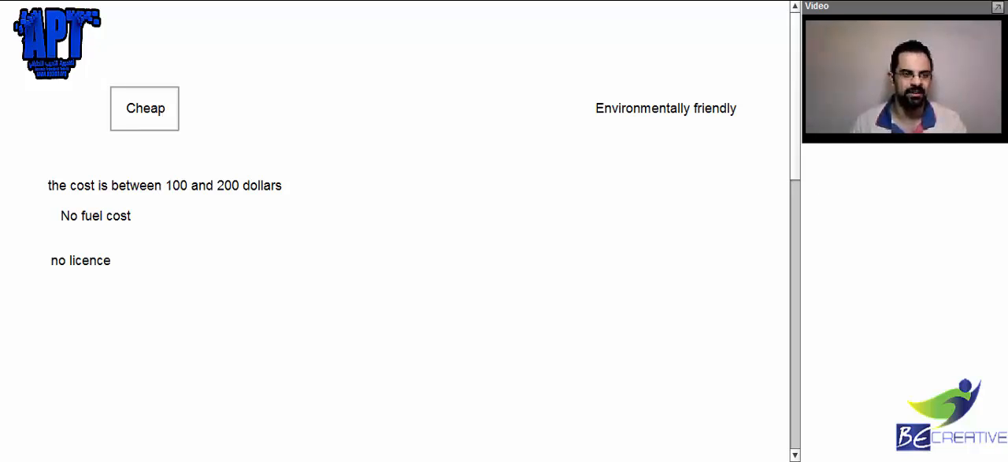Anyway, so bicycle is cheap or affordable. Actually, you can write affordable. This is a better word to use than cheap. Anyway, environmentally friendly, you can just say no emissions, right? No traffic jams. Okay, it's very small, so you will not take up a lot of space on the road, and so on and so on.